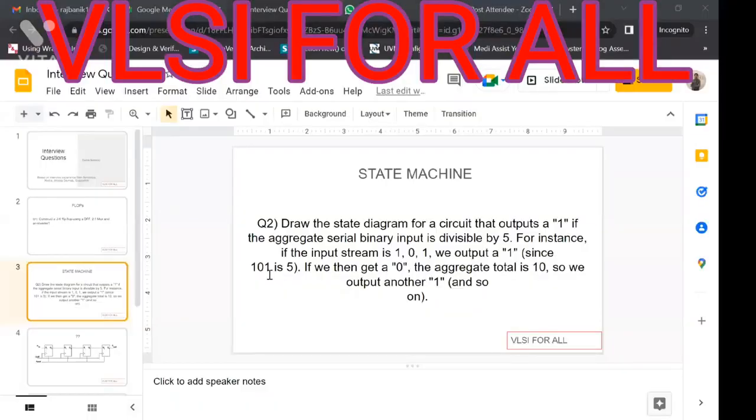Okay, so the next question is related to a state machine. You might all be knowing what state machines are, or if you don't know state machines, then I will take another session having a detailed discussion.